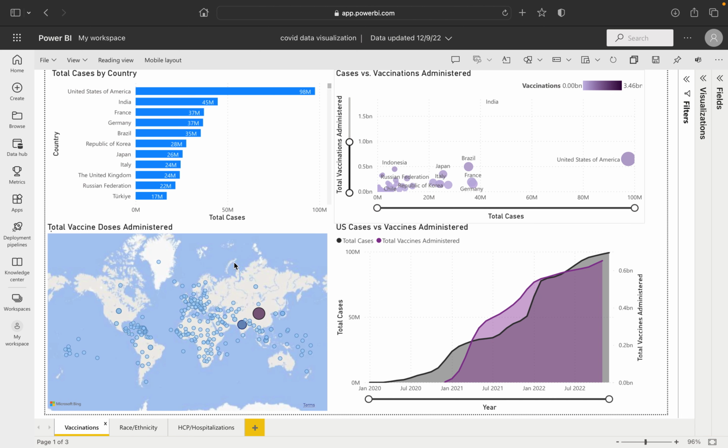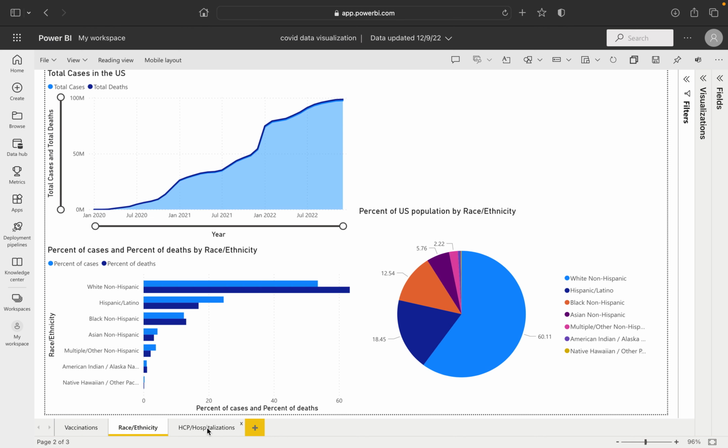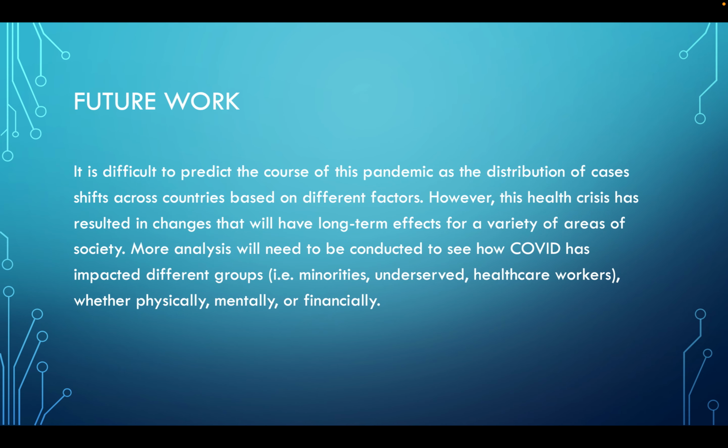So these are just the 3 dashboards that I have used to visualize COVID-19 data. And thank you.